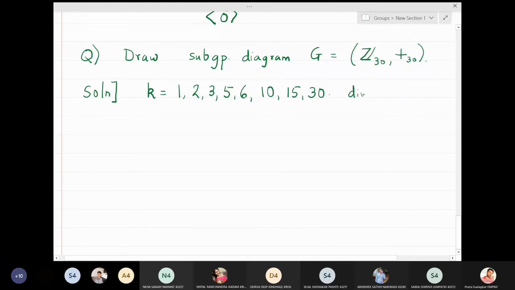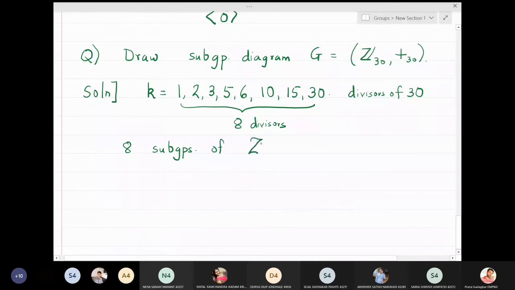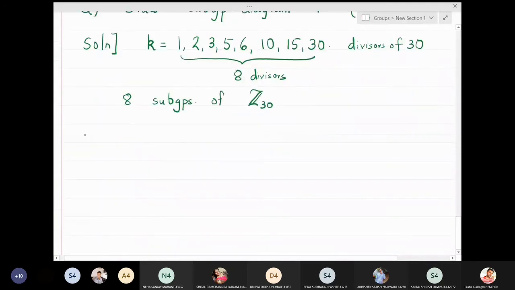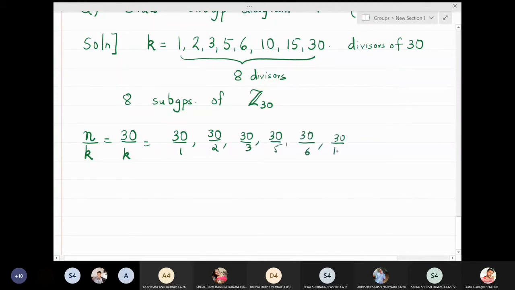These are the divisors of 30. So how many divisors did we get? We got 8 divisors. So this means we will get 8 subgroups of Z30. What are the 8 subgroups? We will first find n upon k. n upon k means 30 upon k, means 30 upon 1, 30 upon 2, 30 upon 3, 30 upon 5, 30 upon 6, 30 upon 10, 30 upon 15, and 30 upon 30.